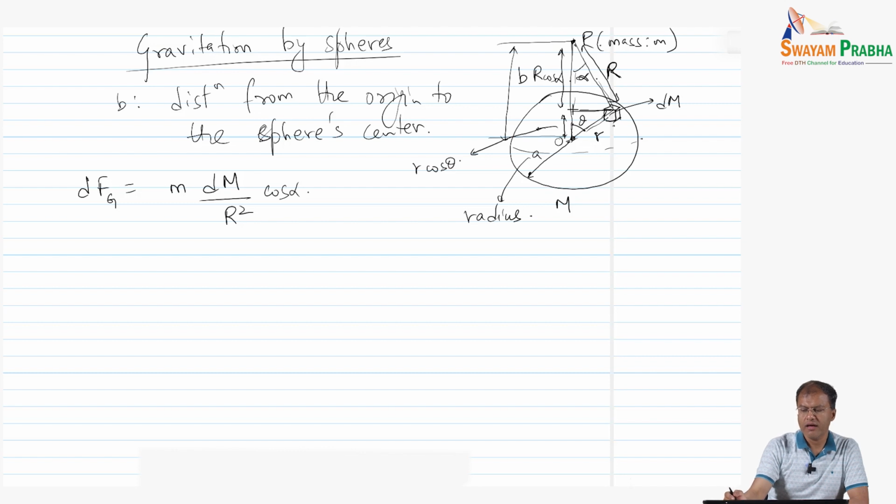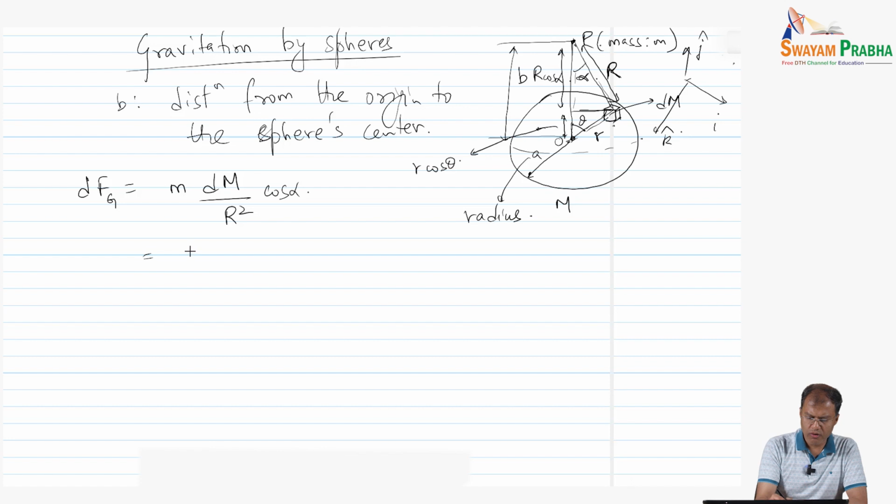So the net gravitational force of attraction will be only along the y-axis. So this is my y-axis, and let's say we fix an x-axis. Our x-axis, and similarly we have to fix a z-axis. So i, j, k. So the direction should be along k.